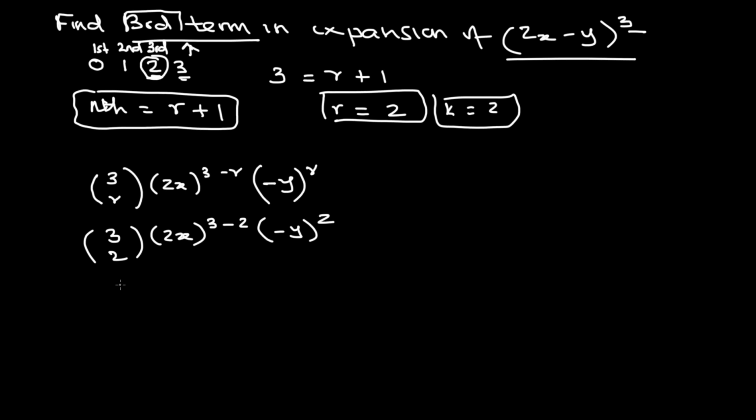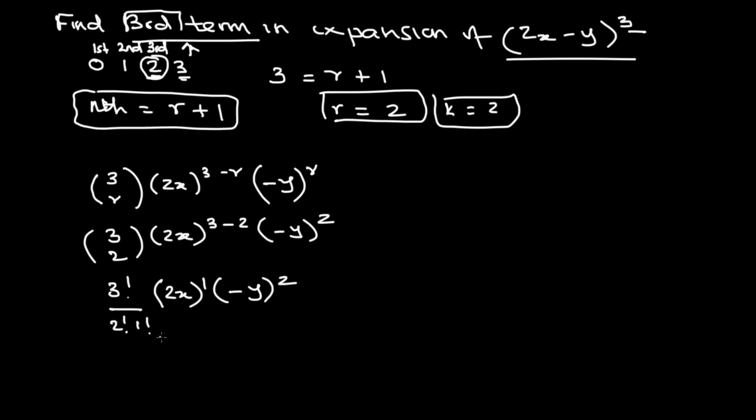There are two things that we need to know. The first is how to expand this. We say that it's going to be 3, like that. And then we are going to say R factorial, which is 2 factorial. And then in our brackets here, we're going to have N minus R, so 3 minus 2, which is 1. So we're going to have 1 factorial here. Okay. So now here we're going to have 2x. Then the power is going to be 1. Here we're going to have minus y. The power is 2.